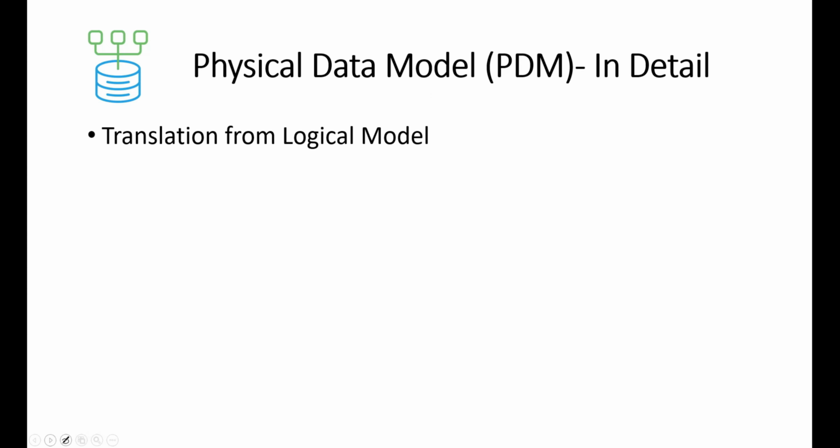So when you're talking about the physical data model, it's definitely a translation from the logical data model. The primary purpose of the physical data model is to translate the logical model into a structure that can be implemented within the specific database. It involves converting the tables, columns, and relationships defined in the logical data model into database objects such as tables, indexes, and constraints.